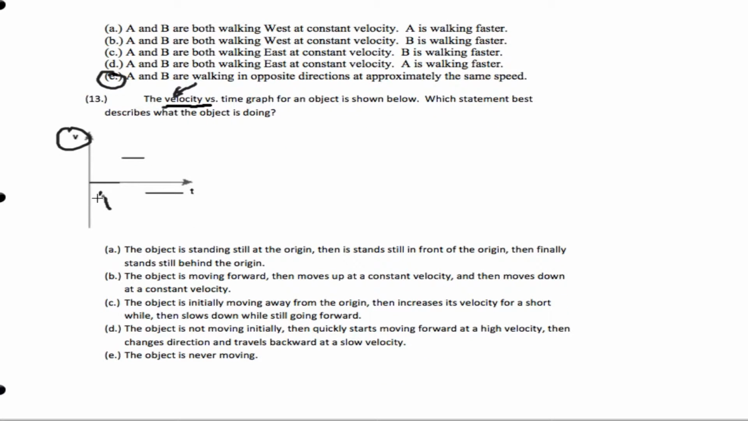Well, here, if this is a velocity graph, that's zero velocity, at 0 meters per second. This is positive velocity, and that's negative velocity. So we need something that starts off at rest. So let's see. Well, the object is moving clearly, so that eliminates that. So what choices do we have left?